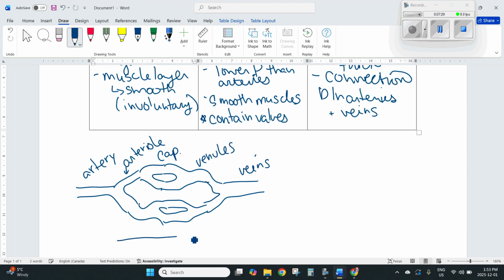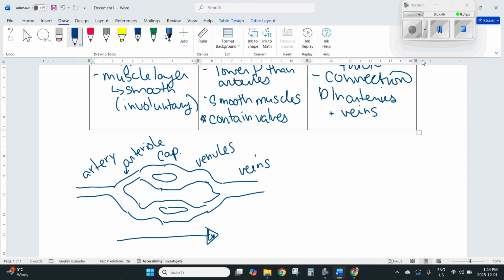So blood is always going to flow from an artery to an arteriole to a capillary to a venule to a vein. And we have gas exchange happening within this capillary bed. So there's your review of your blood vessels.